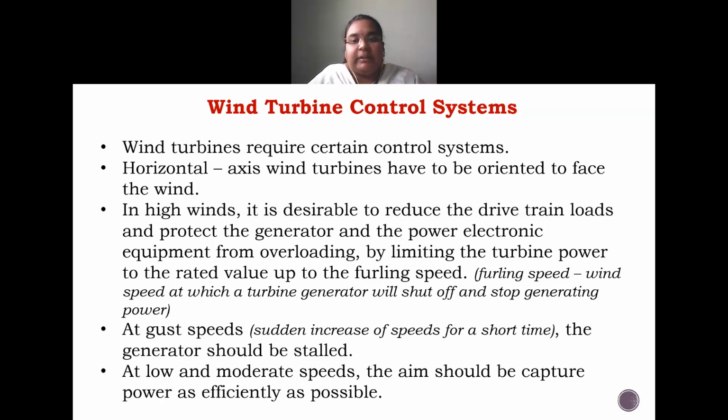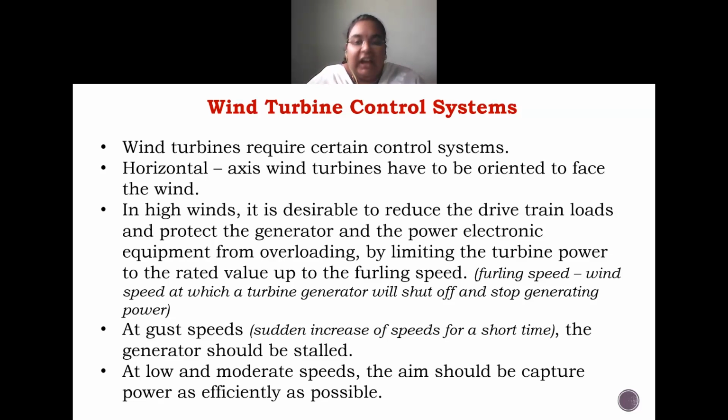Horizontal axis wind turbines have to be oriented to face the wind. In high winds, it is desirable to reduce the drive train loads and protect the generator and the power electronic equipment from overloading by limiting the turbine power to a rated value up to the furling speed. Before even understanding what is furling speed, the horizontal axis turbines should always be oriented to face the wind. It should be always opposite to the wind. We have to make sure that the orientation is always opposite to the wind.